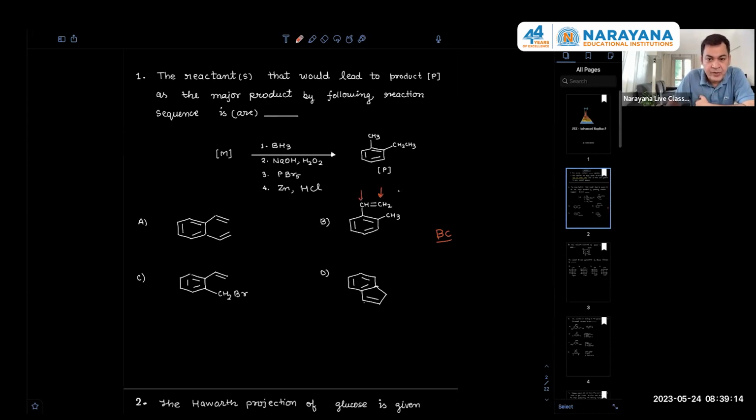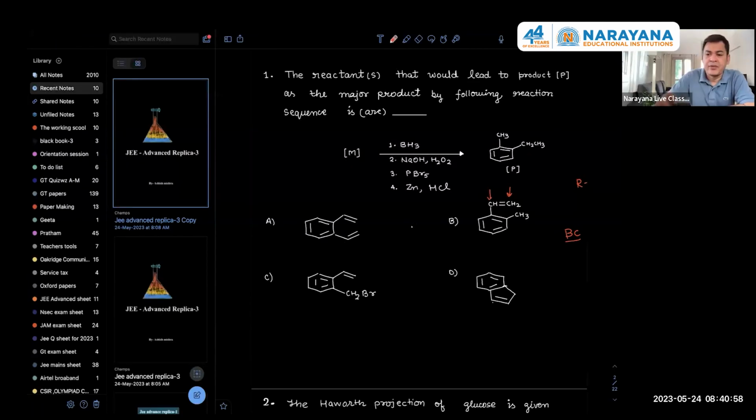At this point we'll get H. OH is replaced by Br with PBr5, and that Br is replaced by H by zinc and HCl reduction. In the second case, it is again anti-Markovnikov addition of OH. OH is replaced by Br, and RBr on reduction with zinc and H+, which you have actually seen in the hydrocarbon chapter itself, gives the compound RH. Like that, compound P will be the final product if I use reactant B.